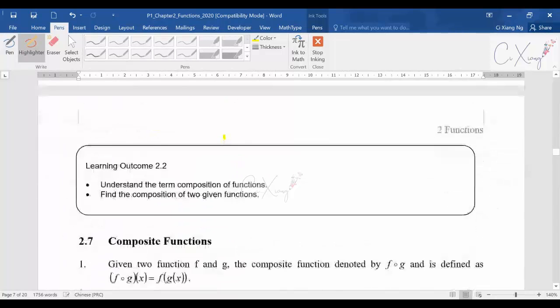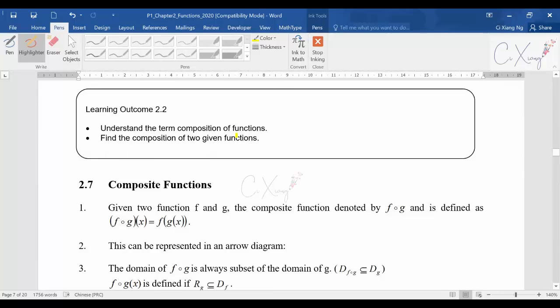Now let us proceed to the next part, which is more important. We are going to discuss the composition of functions, which we will call the composite function. You need to know how to find the composition of two given functions. I believe that most of you already learned this before, but later I will discuss something new that will be introduced in the A-level syllabus for this part.